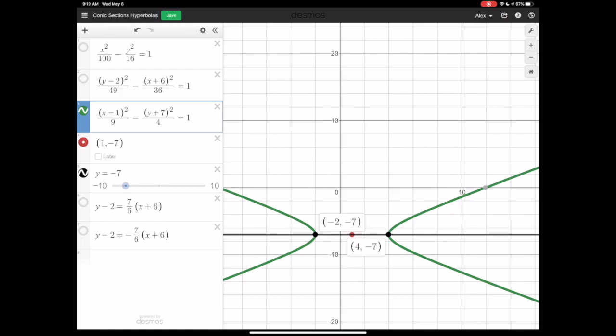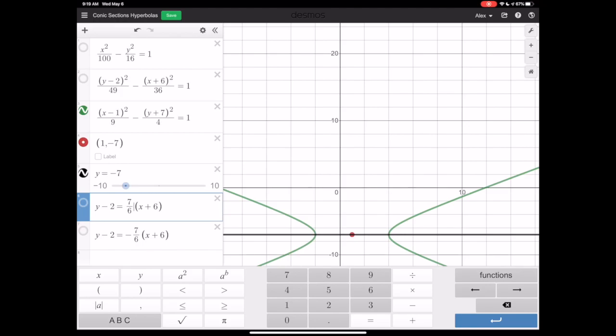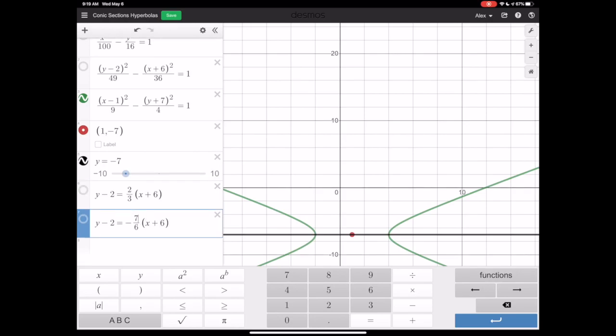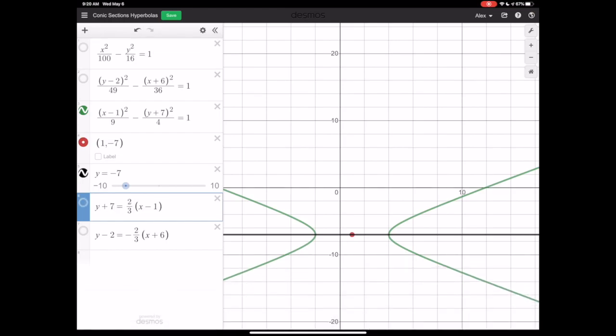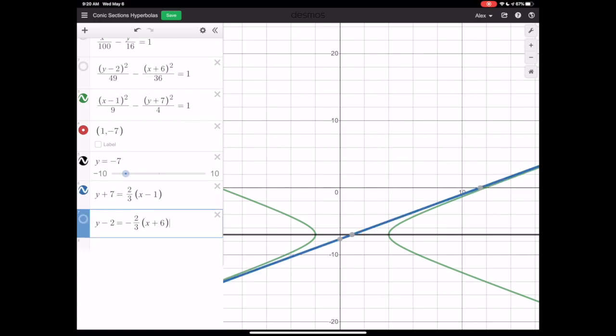And then if I want to figure out what the asymptotes would be, again I'm doing that based off of b over a. So in this problem, that would be 2 over 3, and then -2 over 3. And although I've changed the slopes, I need to also apply the same shifts. So where this problem has x minus 1, I need to make this x minus 1. And where it's y plus 7, I need to make this y plus 7. Graph that. There we go. You'll see it go through our center and better fit our data.